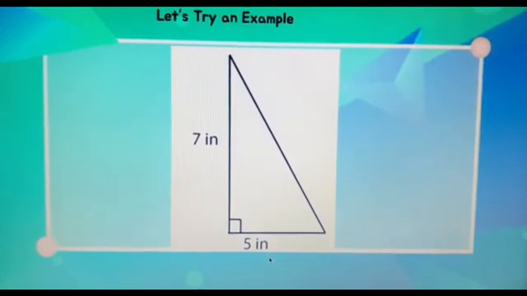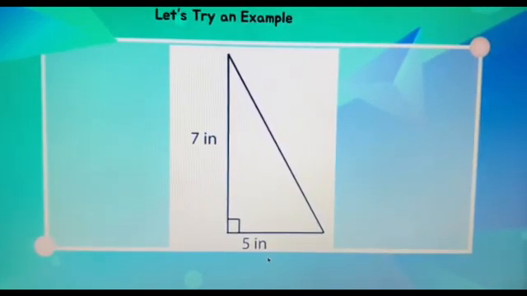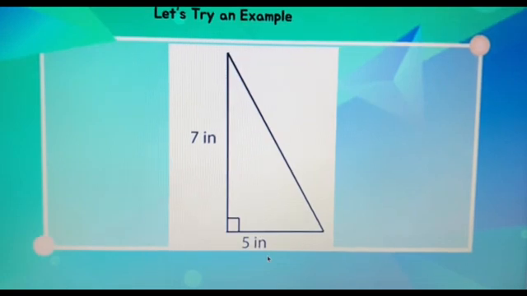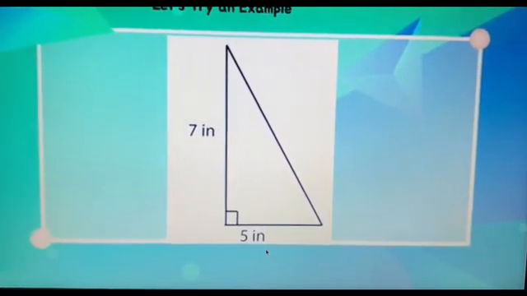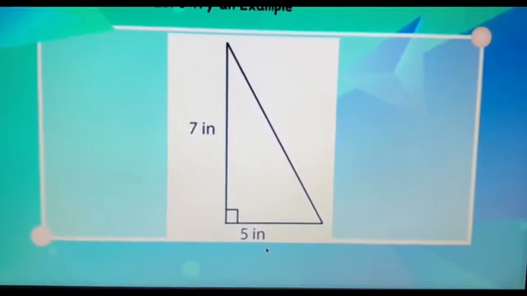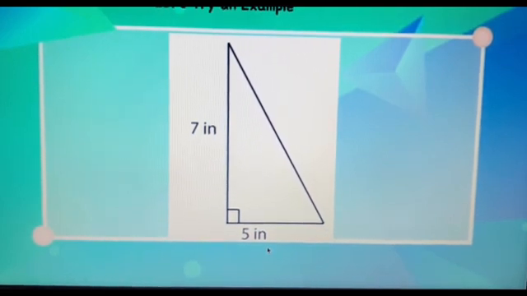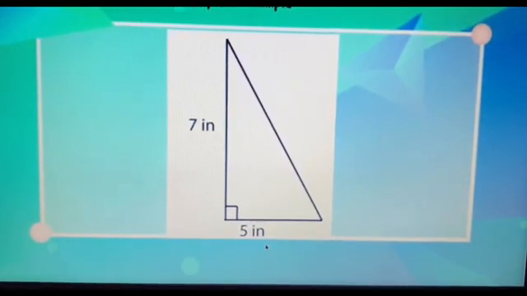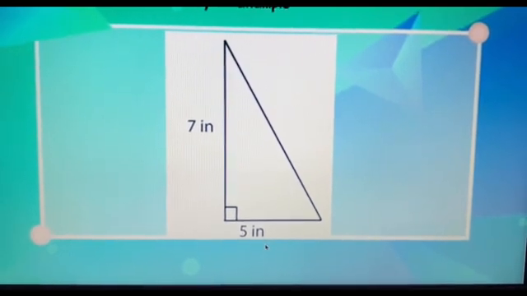Let's try an example. So here we have another triangle. Our height is 7 inches and base is 5. So we multiply 7 times 5. If you said 35, you were right. Now because we're finding the area, we add inches squared to the end. So our answer is 35 inches square.